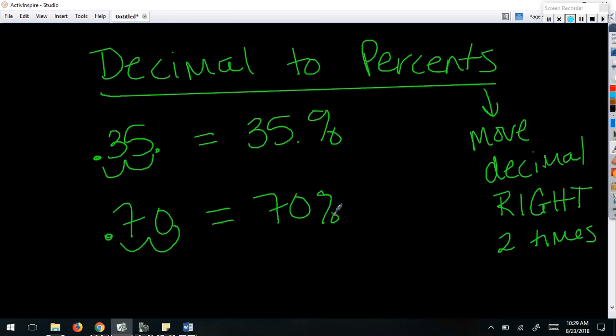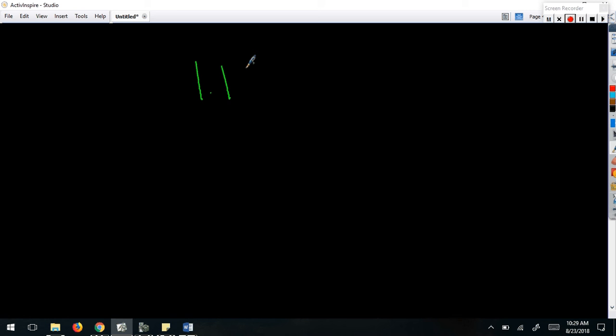All right. Let's say I have this and I ask you to write it as a percent. Remember, decimal to percent, 2 to the right, so it would be 115%.